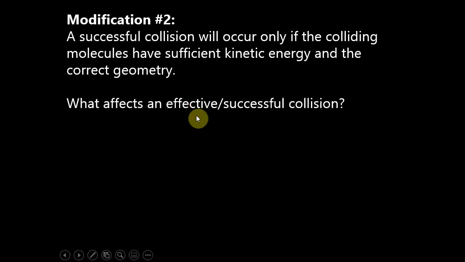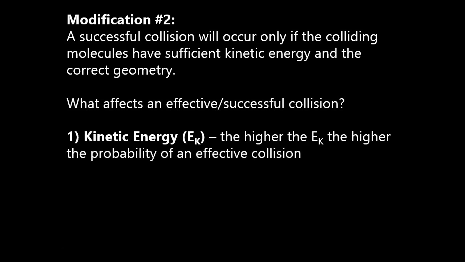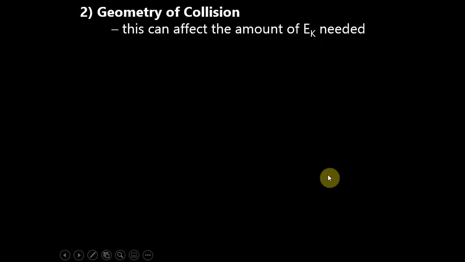All right, what do we mean by that? Well, essentially, what are the factors that affect whether a successful collision occurs or not? The first thing is the amount of kinetic energy. So the higher the kinetic energy, the more probable the collision will be effective. Because what has to happen is that, again, bonds have to break and bonds have to reform. And it's that initial breaking of the original bonds that requires this kinetic energy. So the more of it we have, the better we are.